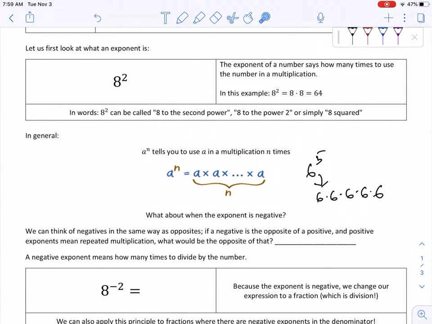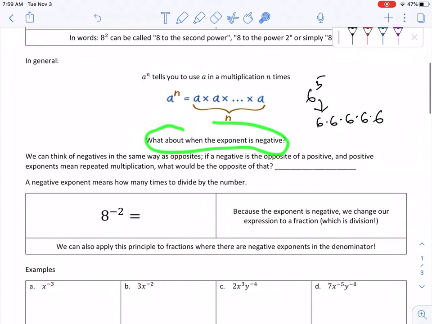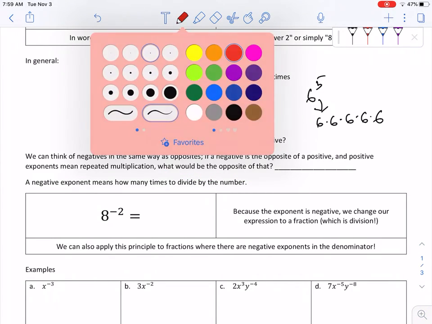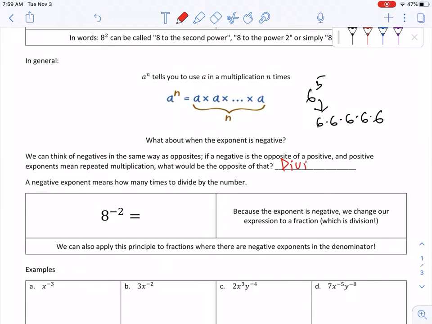So what about if the exponent is negative? We can think of negatives in the same way as opposites. If a negative is the opposite of a positive, and positive exponents mean repeated multiplication, what would be the opposite of multiplication? Division. Division is the opposite of multiplication. So a negative exponent means how many times to divide by the number.